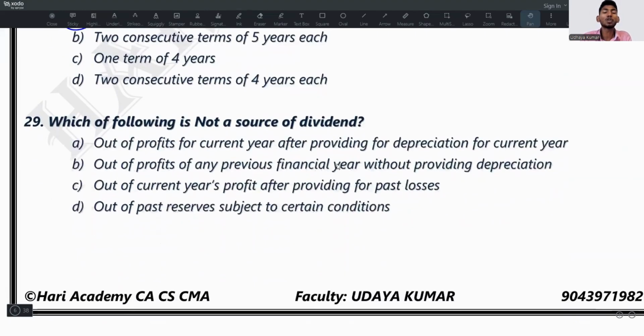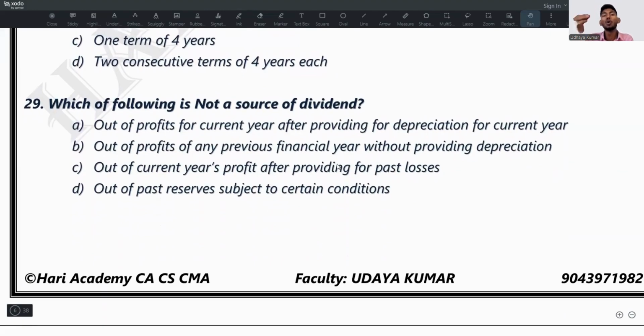Okay. So moving to the next question, which of the following is not a source of dividend? We have discussed this, right? You may try to answer it. He is asking for what is not a source of dividend, so look at the options. Option A, out of profits for the current year, providing for depreciation for the current year. Then option B, out of profits of any previous financial year without providing depreciation.